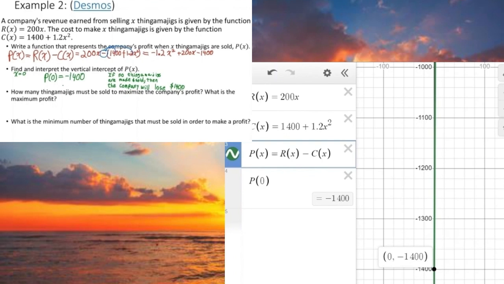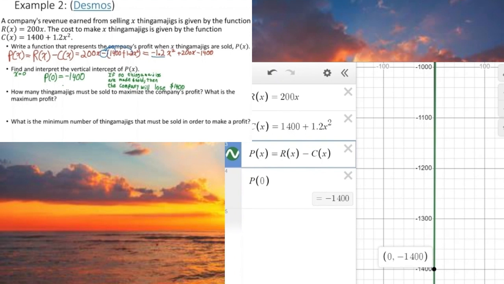Since we're referring to the maximum profit in this problem, this tells us we're looking for the vertex of our profit function's graph. How do we know the vertex is the highest point? Since A is negative 1.2, which is a negative value, we know our parabola opens downwards, which means our vertex is the highest point, which means our vertex would indicate what the maximum profit is. Now, as for how many thingamajigs must be sold, that's referring to the x-coordinate of the vertex.